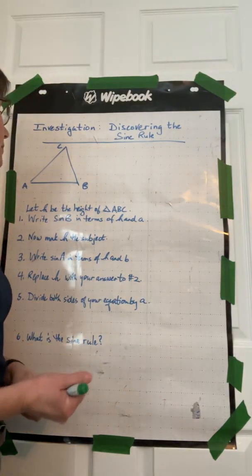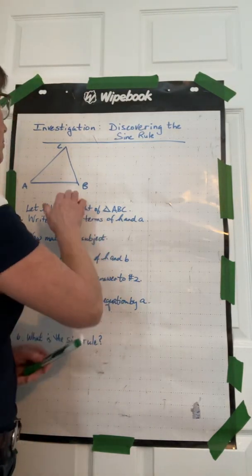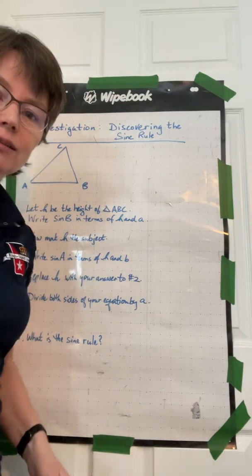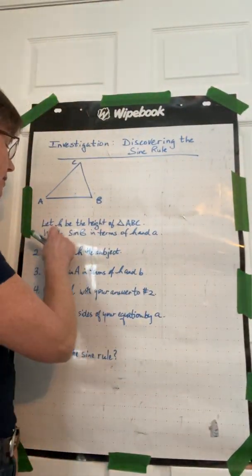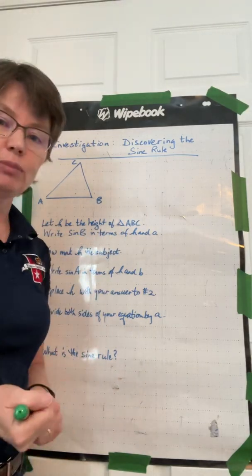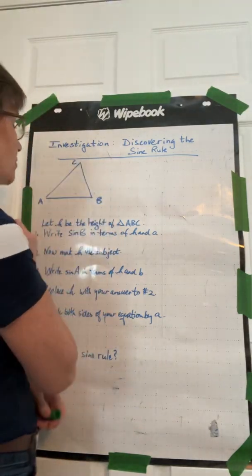So we can't use any right-angled information. We can't use trig ratios in it as it is, okay? But it says here, let H be the height of triangle ABC. So here we have triangle ABC.